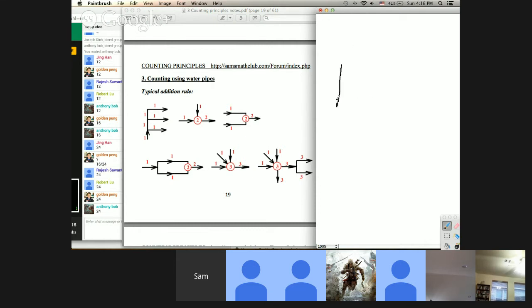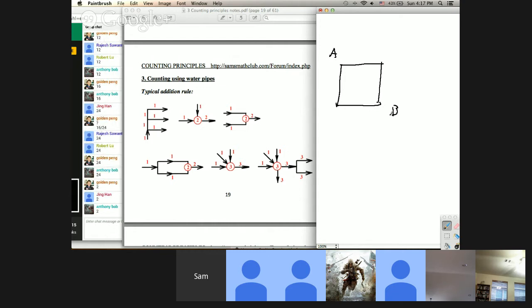For example, let's say I have a square right here, and the question is, how many different ways can I get from point A to point B such that I'm either moving to the right or down? Right, so the answer is obviously 2. There's one way here and one way here, so that's 2 ways.